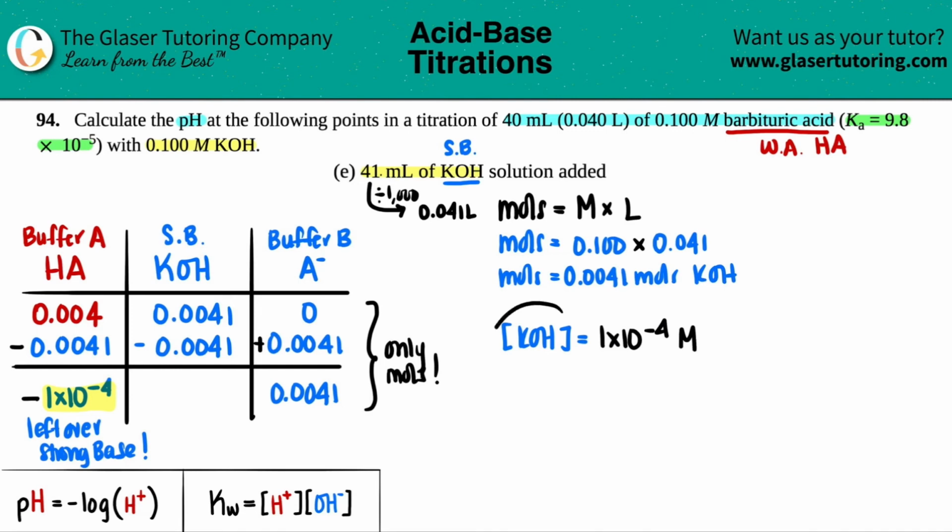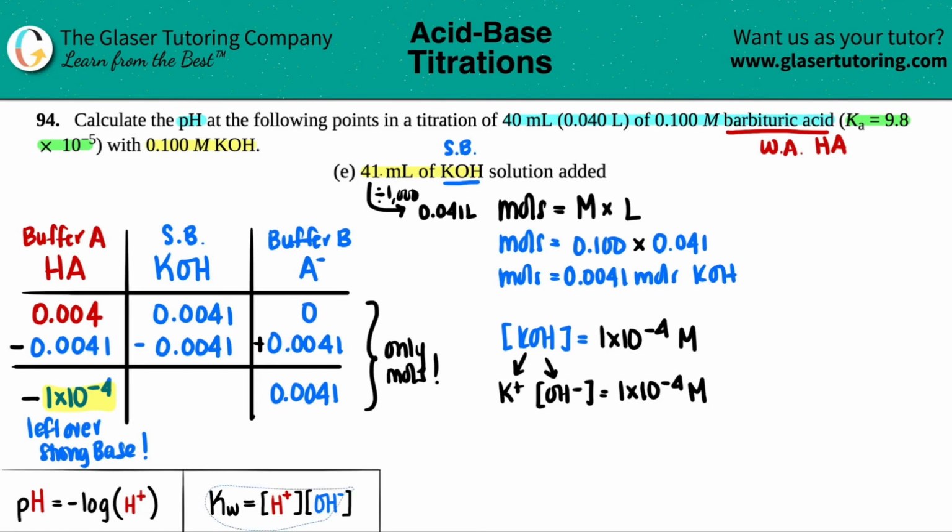Now, how do I go from this to a pH? Well, remember, KOH dissociates 100% into K plus and OH minus. And since there's only one OH in the whole KOH, it's a 1-to-1 mole ratio. So the OH minus concentration is 1 times 10 to the negative 4th. And now I have my hydroxide concentration. Now I just have to go from hydroxide to pH.